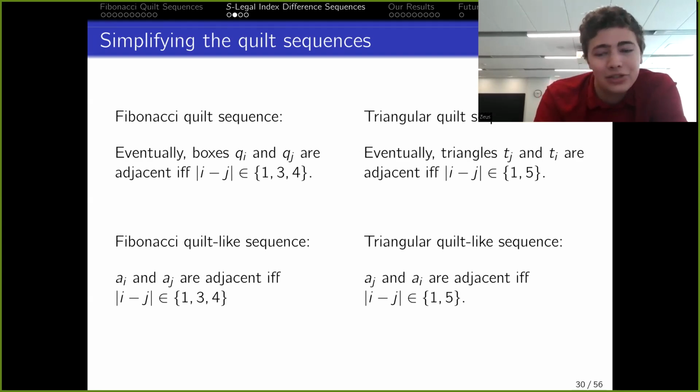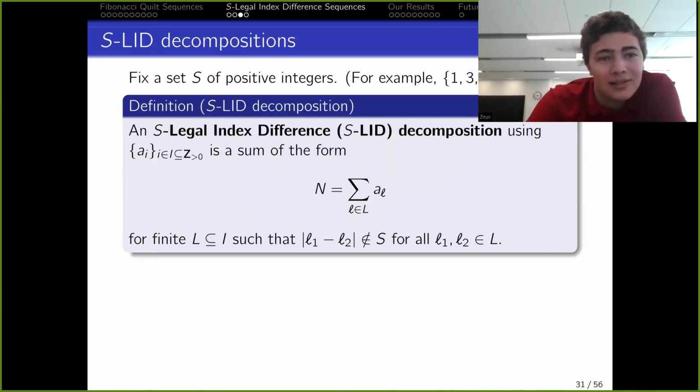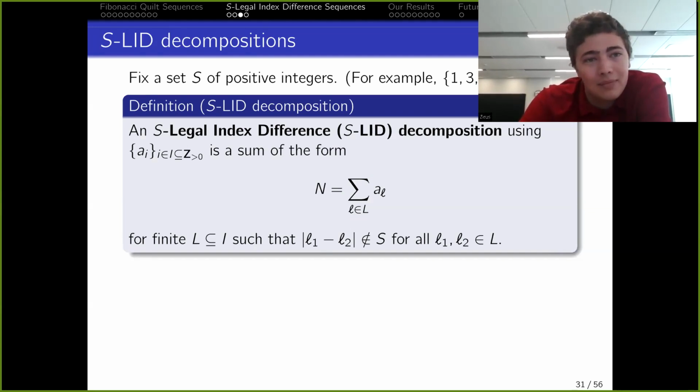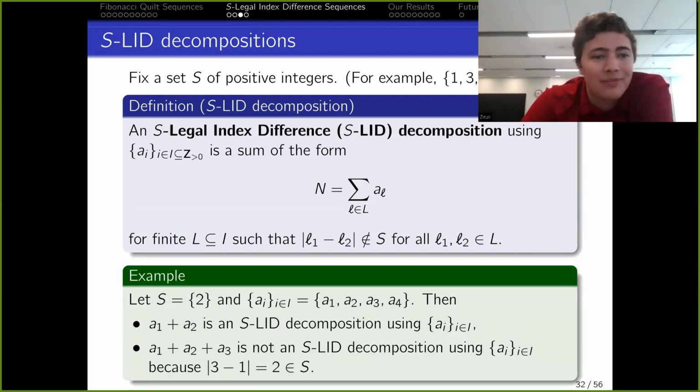And once we have this definition, it shouldn't be too hard to see that we can now generalize it to replace S with any collection of positive integers. And define the corresponding S-legal index difference decomposition of some indexed collection of integers to just be a sum of some finite set of those integers where the difference in any of the indices does not lie in our set S. So this is a lot of notation to throw up at once, but if we put in an example, hopefully it will become clear.